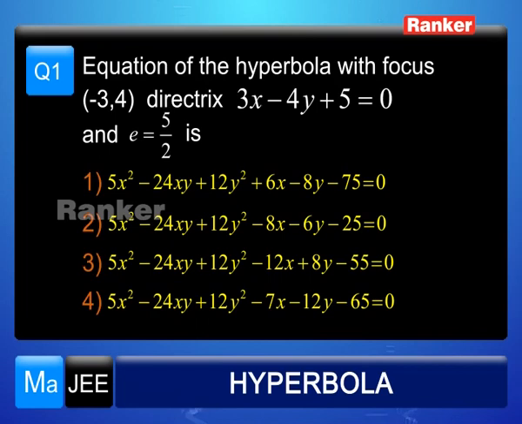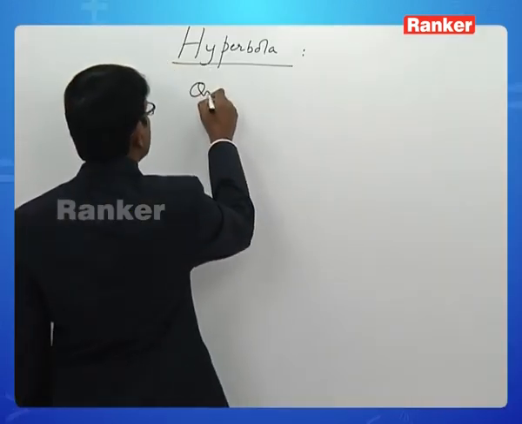plus 6x minus 8y minus 75 equals to 0. Second option, 5x squared minus 24xy plus 12y square minus 8x minus 6y minus 25 equals to 0. Third option, 5x squared minus 24xy plus 12y square minus 12x plus 8y minus 55 equals to 0. Fourth option, 5x squared minus 24xy plus 12y square minus 7x minus 12y minus 65 equals to 0. Question number 1.